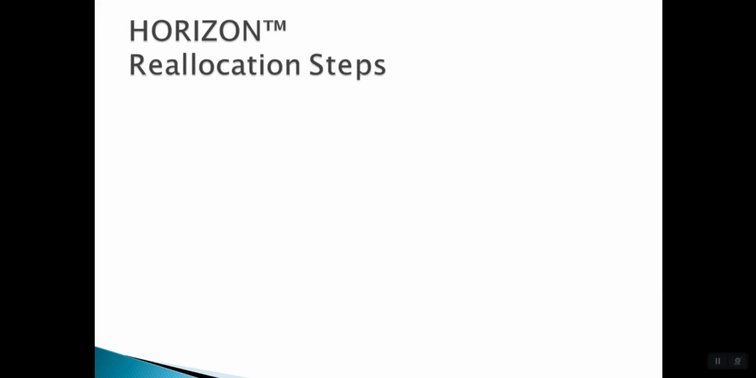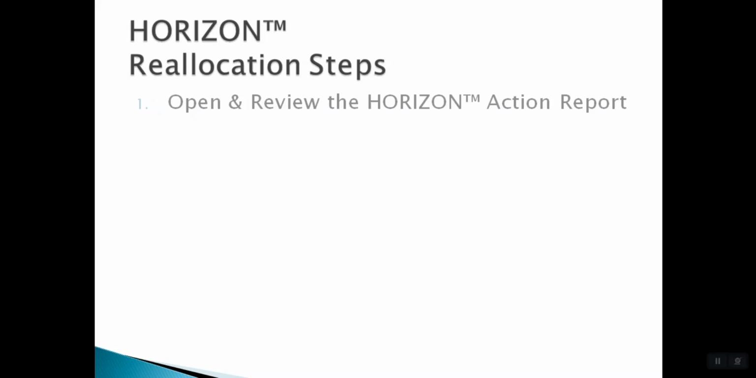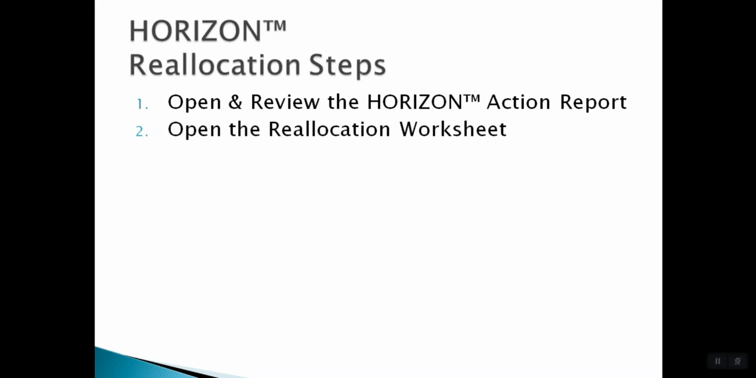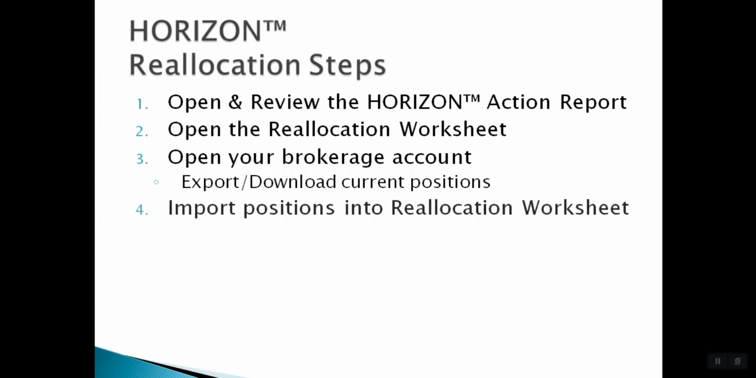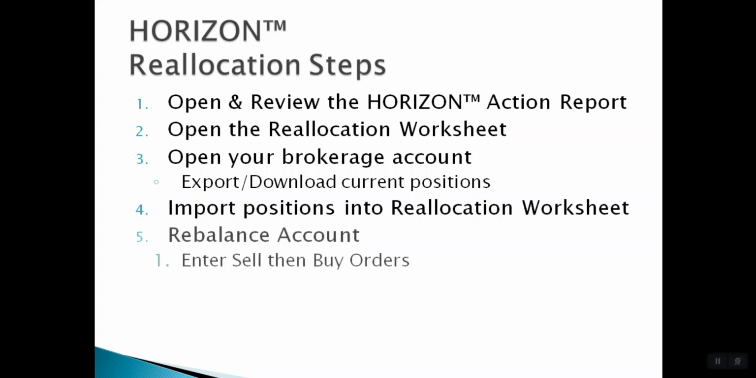Today we're going to go through the 5 main steps in the reallocation process using live data. The first step is to open and review the Horizon Action Report, then to open the Horizon Reallocation Worksheet, and to open your brokerage account where you will export or download your current position information. You'll then import those current positions into the reallocation worksheet, and the reallocation worksheet will generate the transactions that you need to rebalance your account.